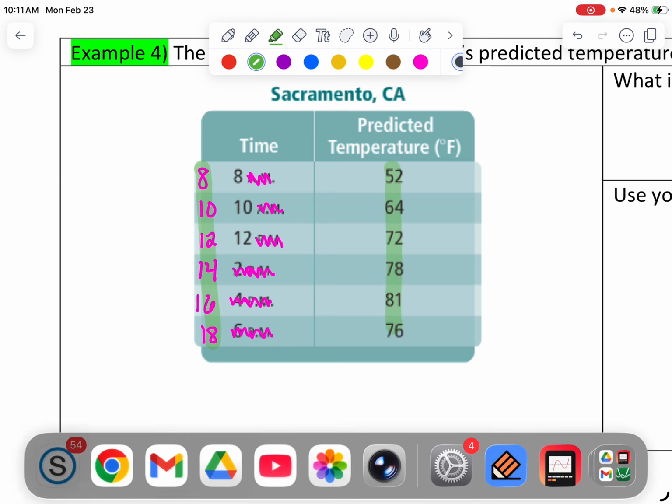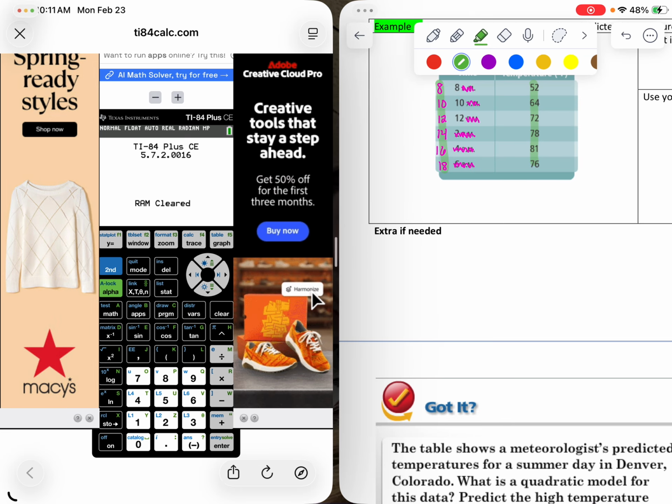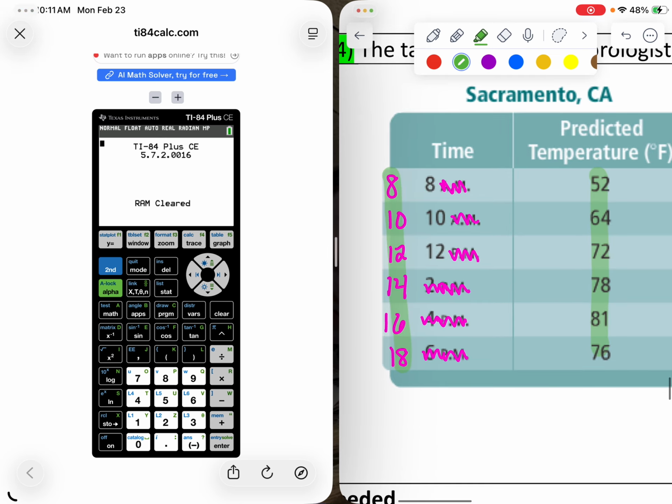I have a TI-84 calculator pulled up here on the left. And I'm going to input those into my L1 and my L2. So stat and edit, type them in: 8, 10, 12, 14, 16, 18. And you should be doing this with me as well, whether you have a handheld device or you're using the same website I am. Temperature goes up, so it's 52, 64, 72, 78, 81, and then that temperature is going to head back down, 76. I'm double checking all my numbers because I don't want to redo anything.